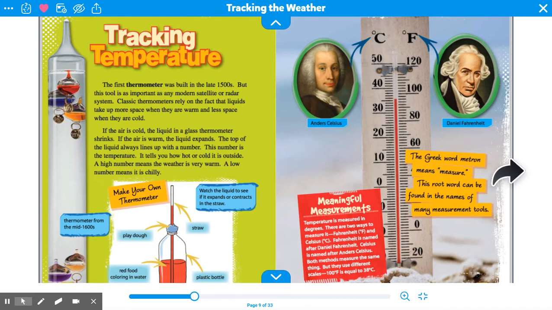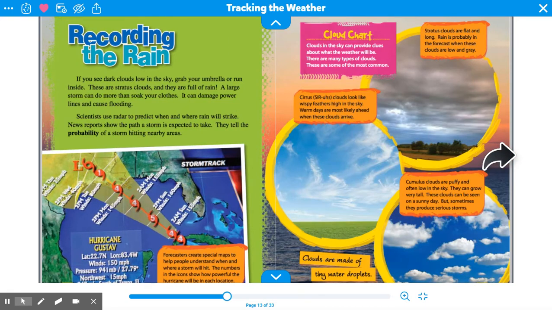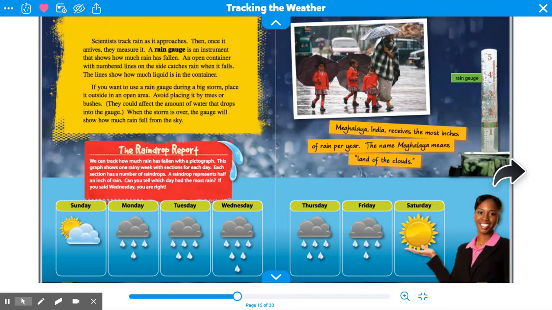So then on the next page, it talks about warm and cold fronts and what that means. This diagram down here shows how a warm front comes in versus how a cold front does. So it's different air meeting different types of air. And then this one's all about recording the rain, and different types of clouds. We kind of jump through here. All right, rain gauge, we've talked about these. They collect the rain so we can see how many inches and so on.